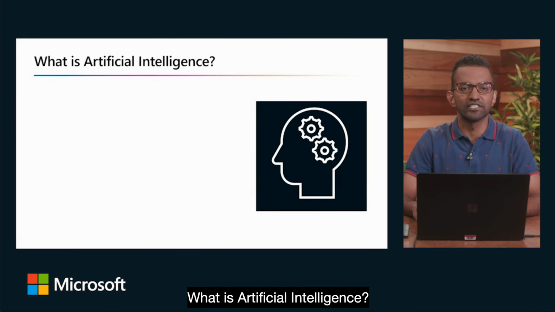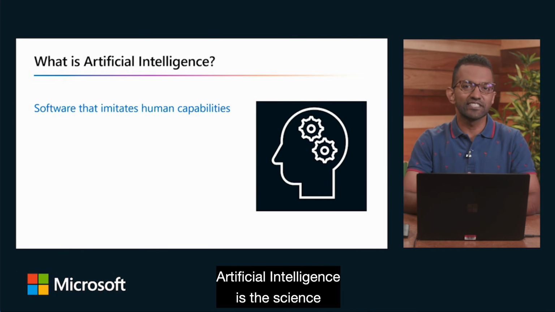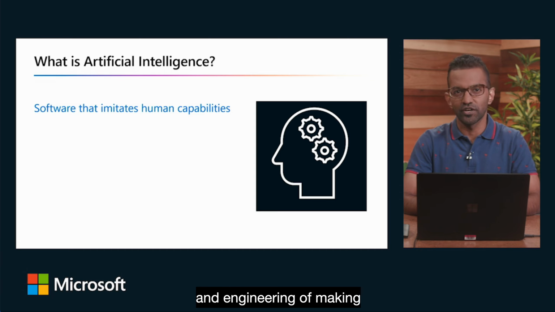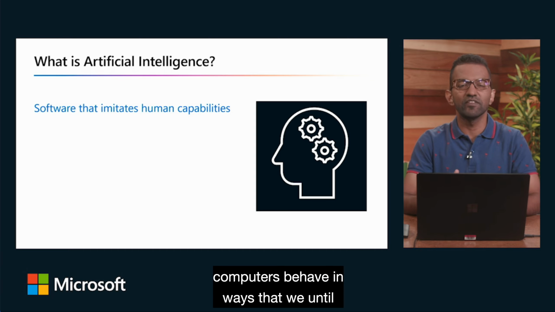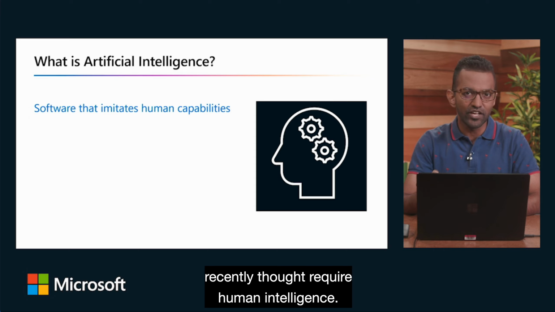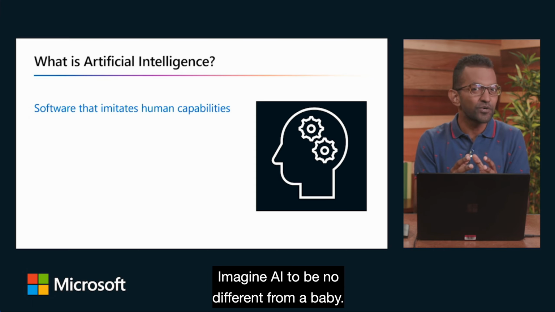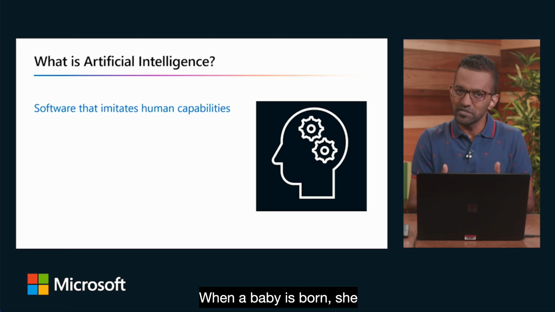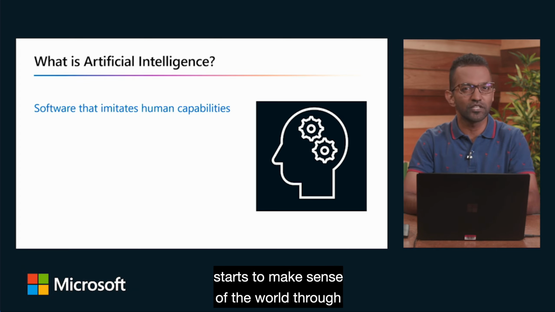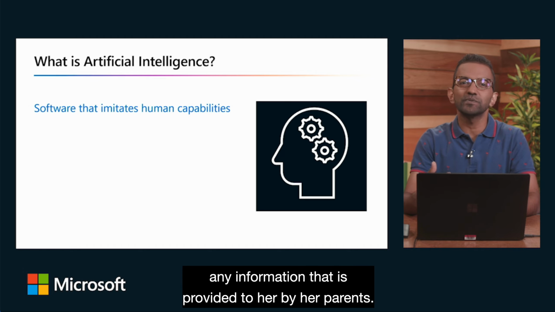What is artificial intelligence? Artificial intelligence is the science and engineering of making computers behave in ways that we, until recently, thought required human intelligence. So imagine AI to be no different from a baby. So when a baby is born, she starts to make sense of the world through her senses and absorbs any information that is provided to her by her parents.